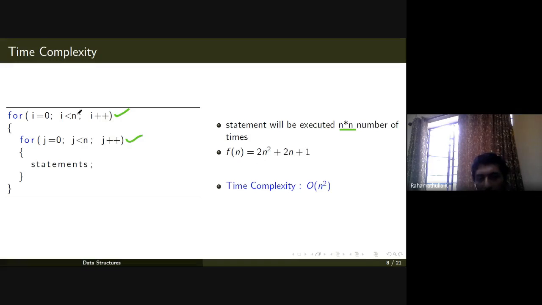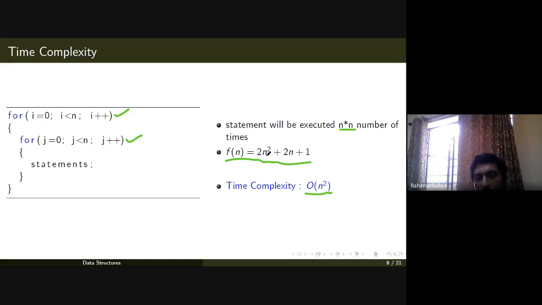So if you consider all the possible times by all the statements, then you may get a polynomial something like this: 2n square plus 2n plus 1. That means the degree of the polynomial is 2. So the time complexity of the algorithm is order of n square.